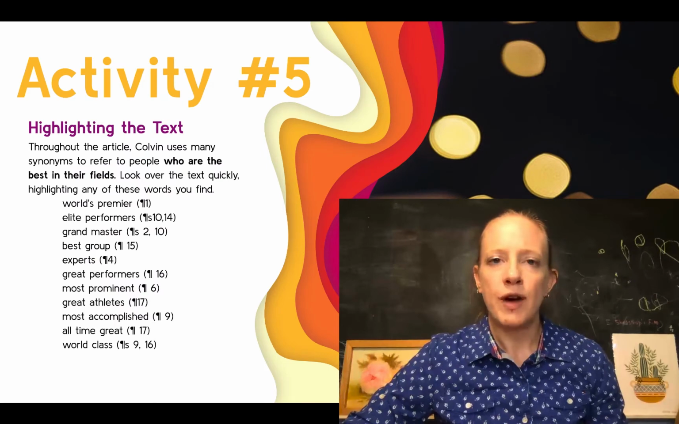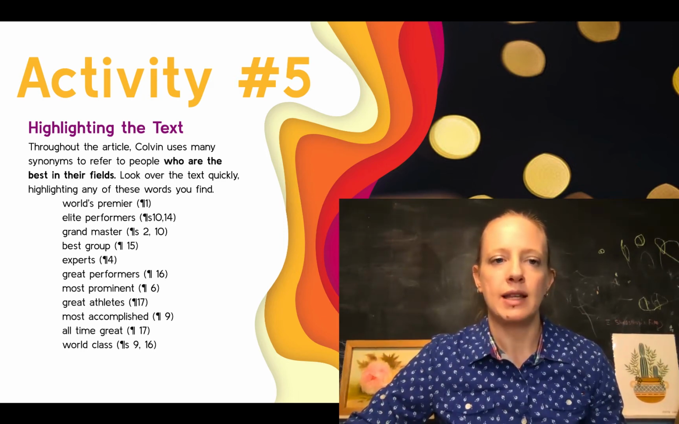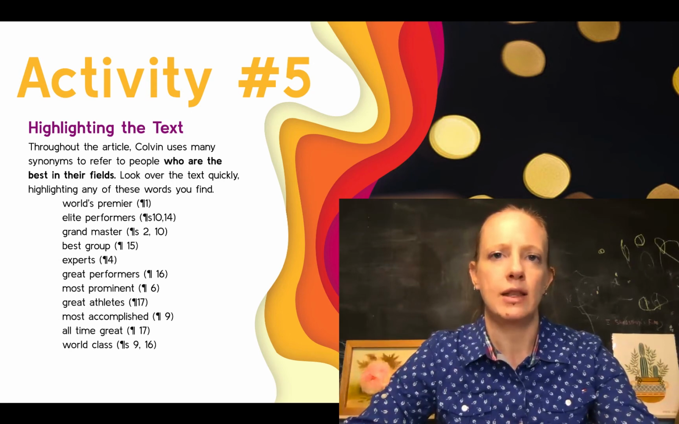For activity number 5, which you hopefully have open now, we are going to highlight a few things in the text. All of them are synonyms or words that mean the same thing about people who are the best in their fields. So each of these terms refers to someone who is the best in their field. Having these highlighted ahead of time gives you a marker that every time it uses one of these words, you're talking about one of the people who's best in their field, who's really good at what they do. So let's take a look at how to do that in the document now.